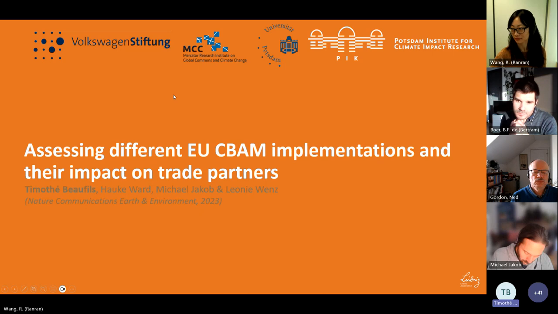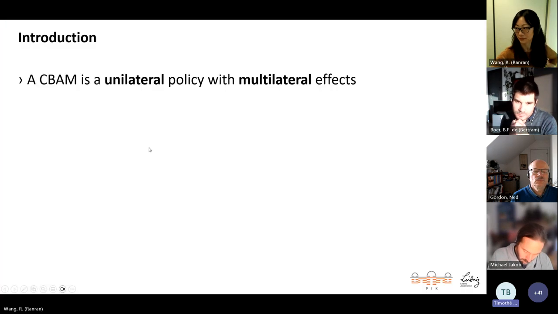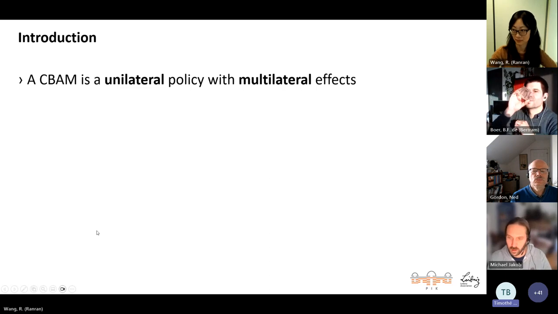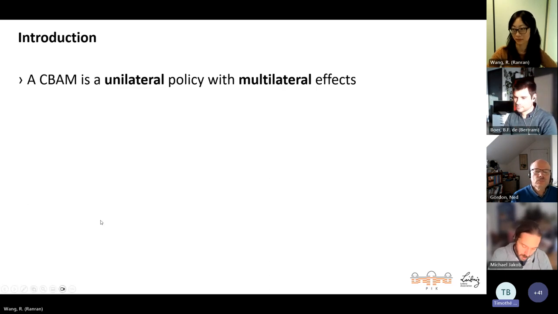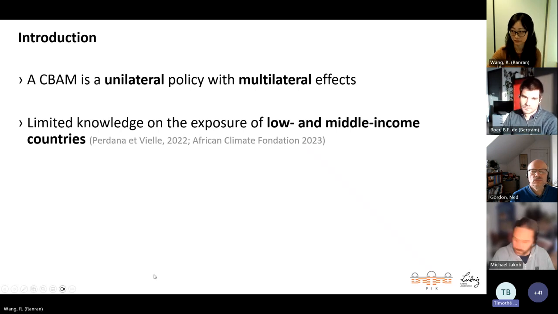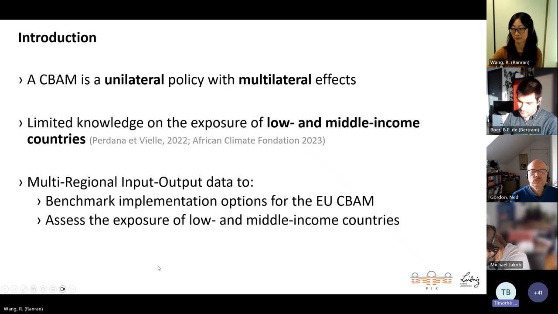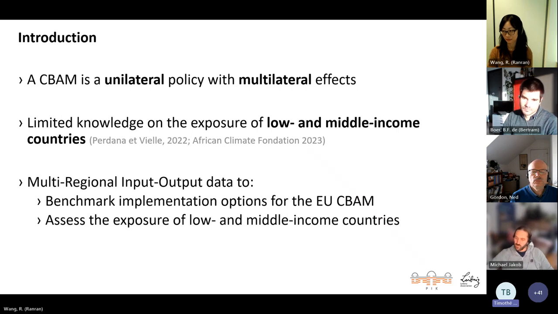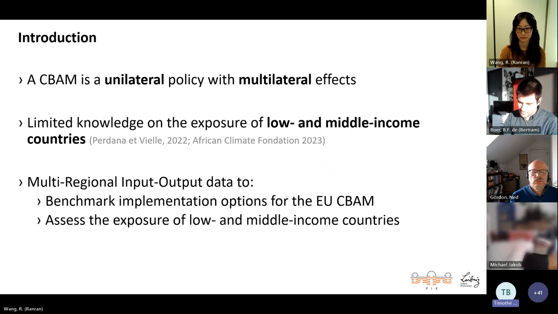In this work, we are trying to look at the impact of the European CBAM on other countries. I think the CBAM is quite a turning point in climate policy because it is a unilateral policy. That means it is a decision of the European Union to apply it, and it has multilateral effects. Other countries will be affected by the CBAM. As of today, we don't know a lot about the exposure of other countries to CBAM. When you dig into the literature, there are some studies on the US and China, but when it comes to the rest of the world, you don't have much information so far. Some studies are starting to come out on that, and ours is in that direction.